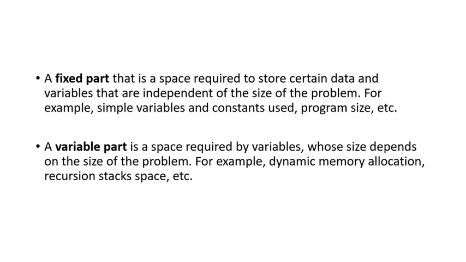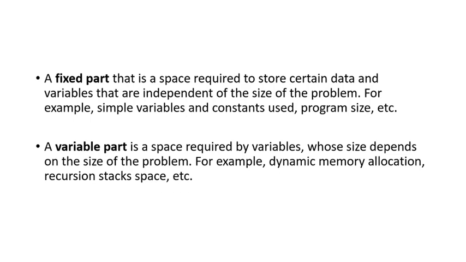Means if we have given, like, a is equals to 10, b is equals to 10, that is called fixed part. Means that is independent, that is not depending on anyone. Okay, and what is a variable part? Variable part is the space required by variables whose size depends on the size of a problem. For example, dynamic memory allocation, recursion stack space, etc.